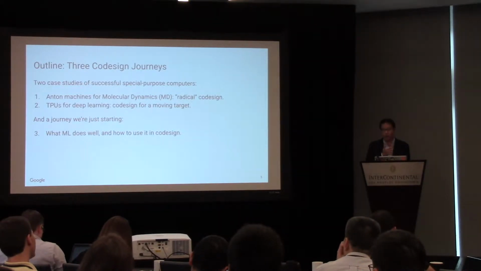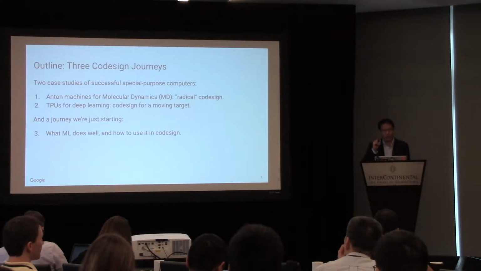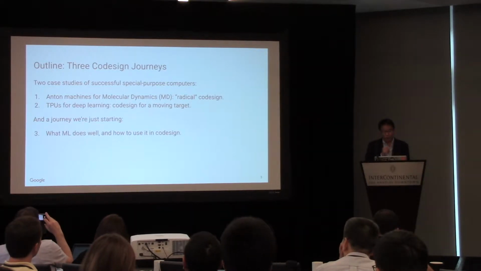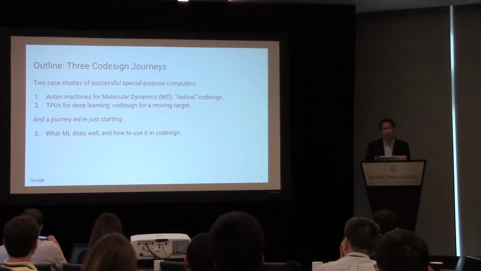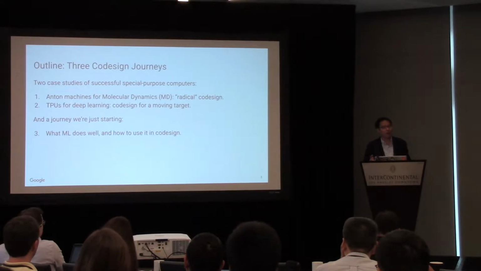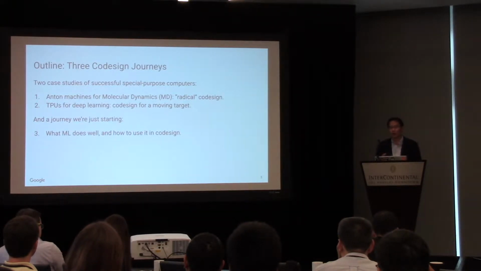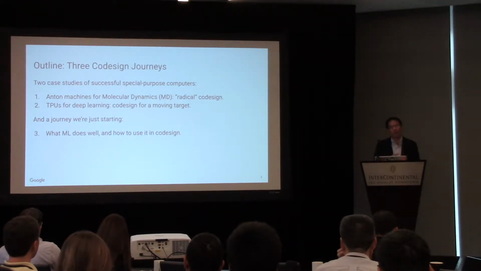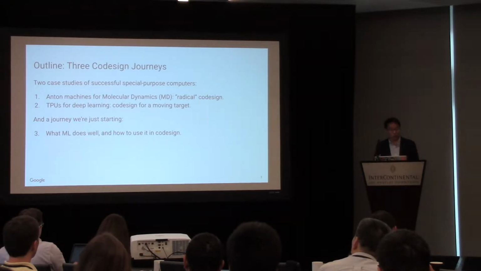The first is molecular dynamics, a branch of computational chemistry. We built Anton machines for 10 years of my career, 2003 to 2013. And I'm going to attempt to coin a term here and talk about radical co-design, which goes beyond just the hardware and software pieces to encompass algorithms and applications as well.